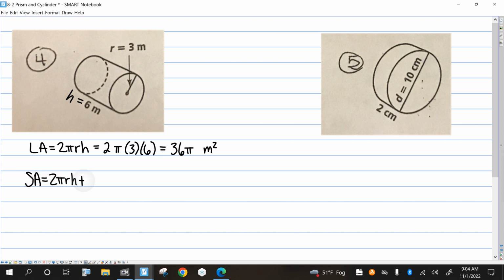Now, surface area. Very good. That's the equation. Now, remember, we already know the first part because 36 pi is the lateral area, which is that first part, right? So you could say 36 pi plus 2 pi, what's r? 3 squared. So it's really 36 pi plus 3 squared, we know, is 9. And don't forget to also times it by 2. So 18 pi.